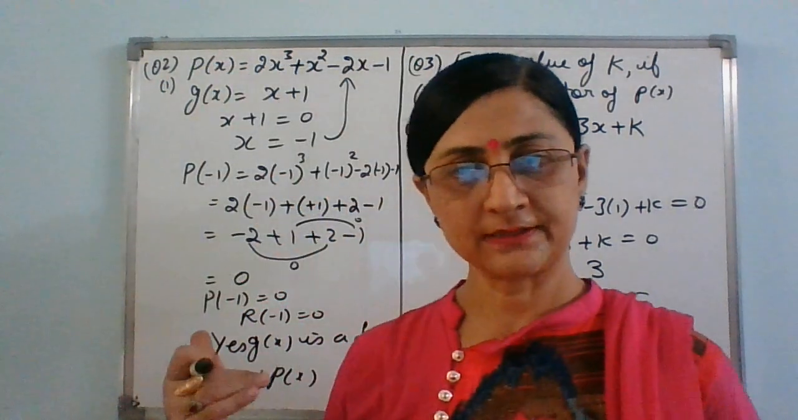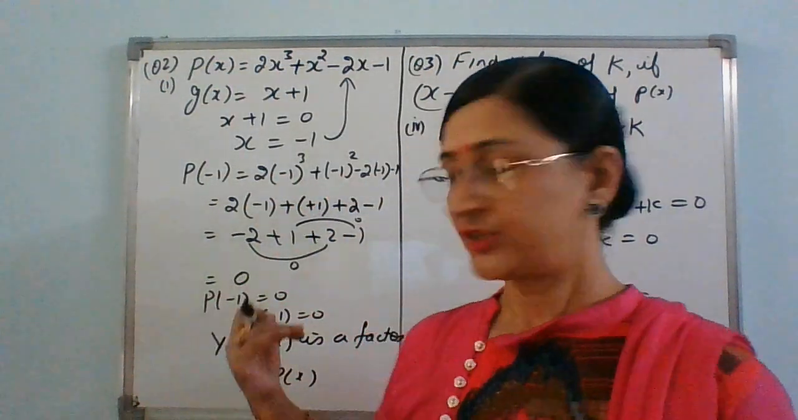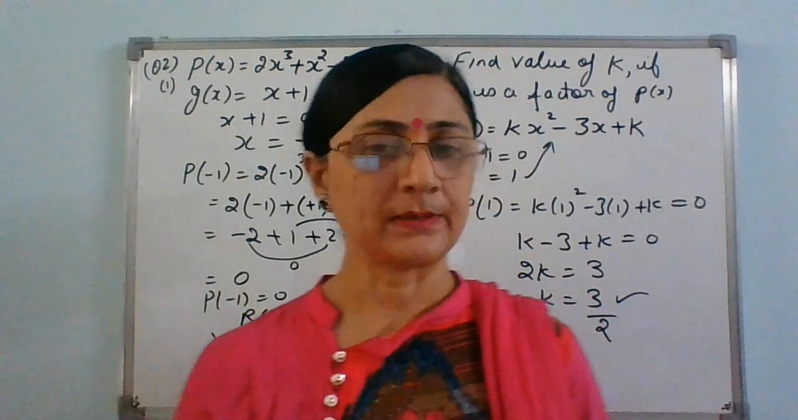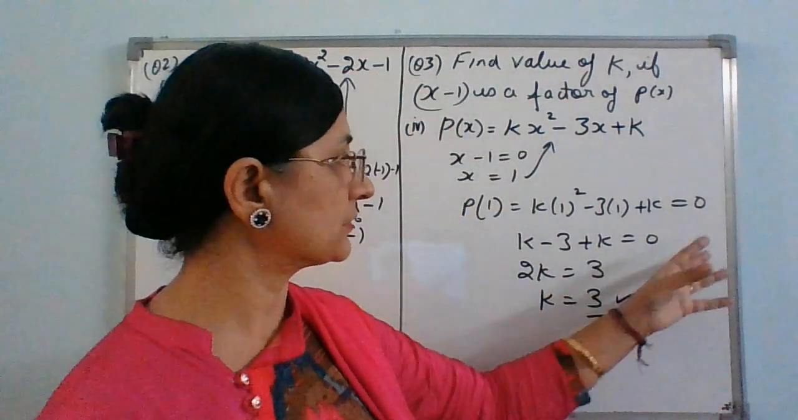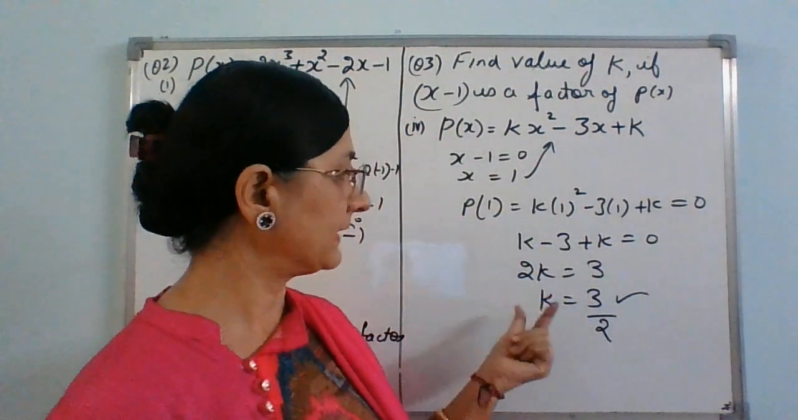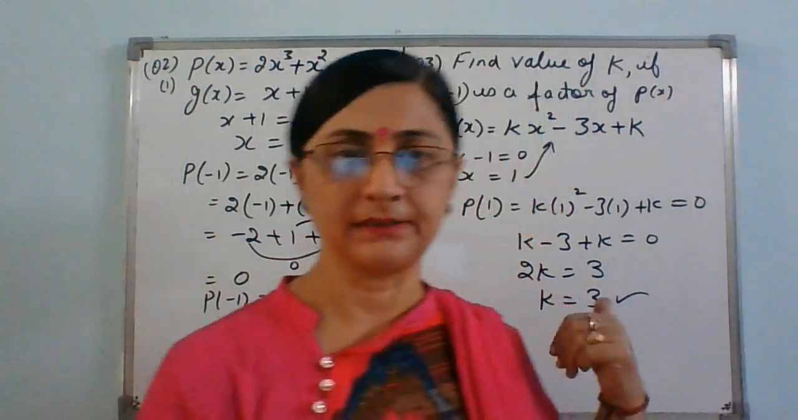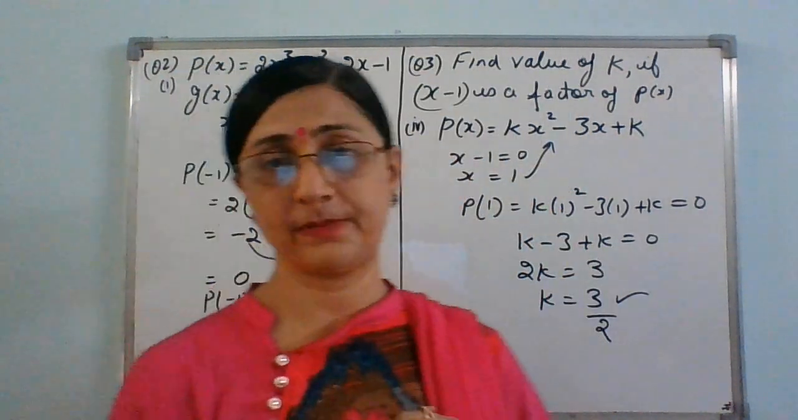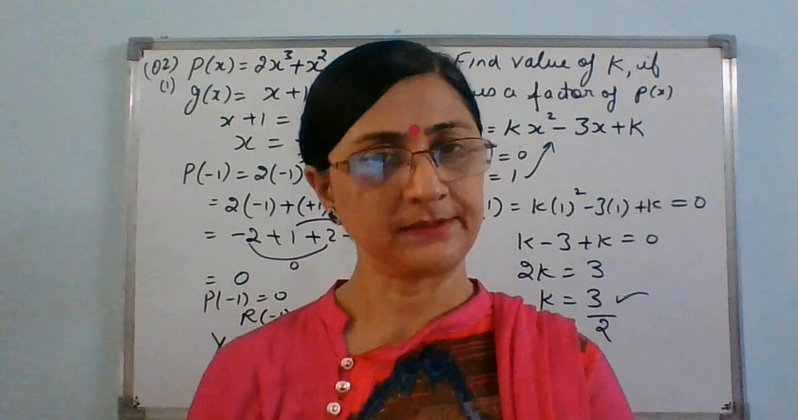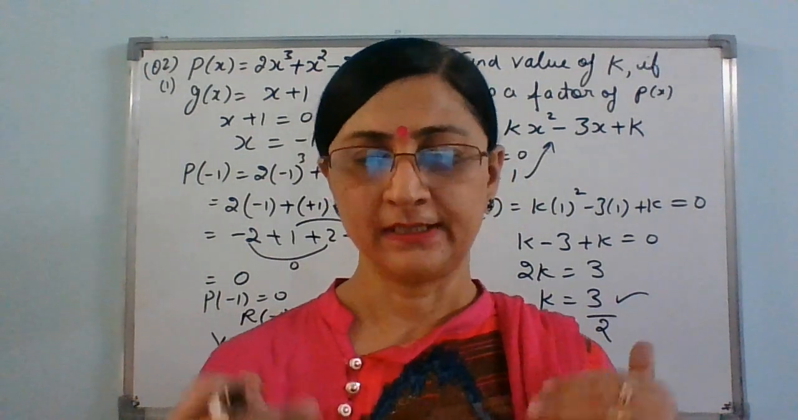If you have to check whether it is a factor, then you have to check whether the value of p(x) comes to 0. Here it was already given equal to 0, so just equate to 0 and find out the value of k. There are 3 other parts, first, second, third, fourth. I have done the fourth part, right? First, second and third parts you can do yourself. Now next question.